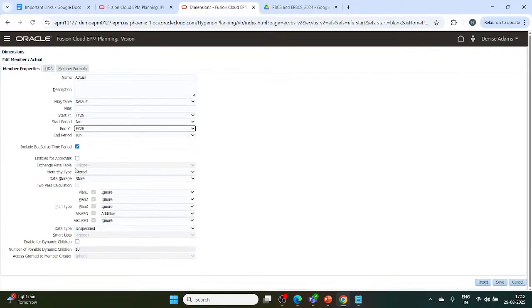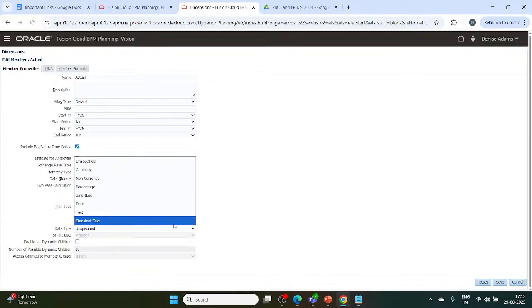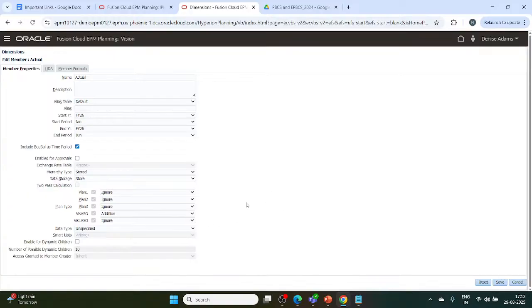Here we can see the exchange rate table. We discussed the exchange rate table the day before yesterday, sorry for that. And hierarchy type, we have also discussed that hierarchy is stored or dynamic. So we know what stored and dynamic are. Data storage, plan type is also discussed. Data type, we have seen the different types of data here: currency, non-currency, percentage, smart list, transient form, and some others. According to the data, we will put the type here. Dynamic children we discussed yesterday, and also the number of possible dynamic children.